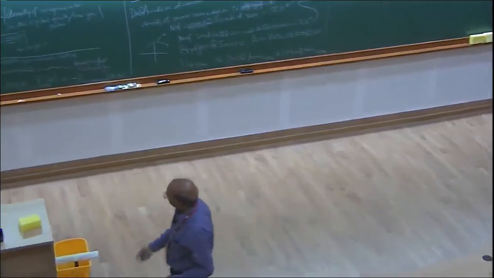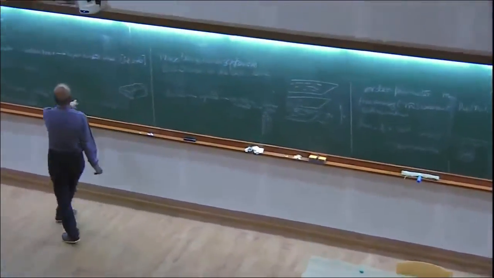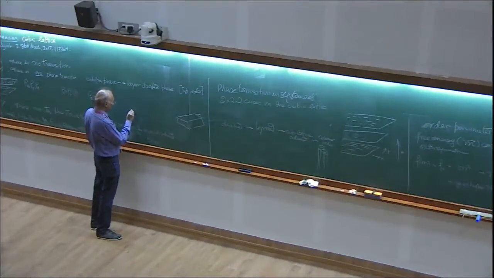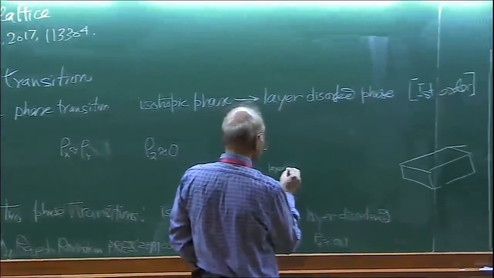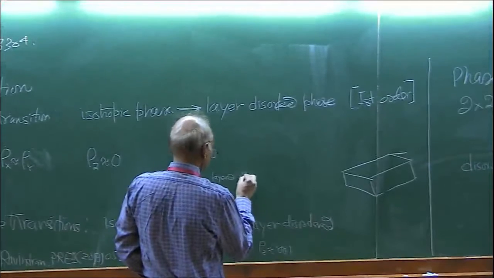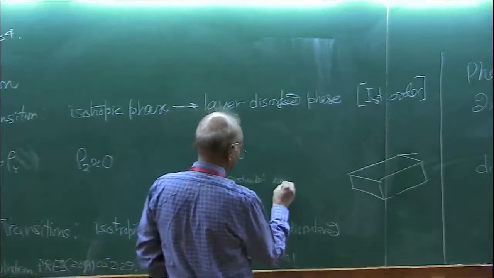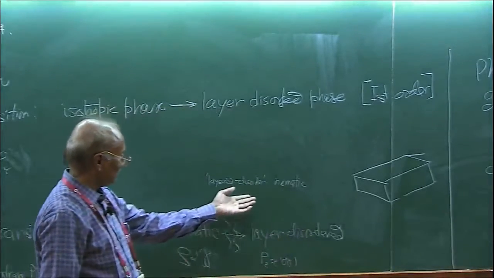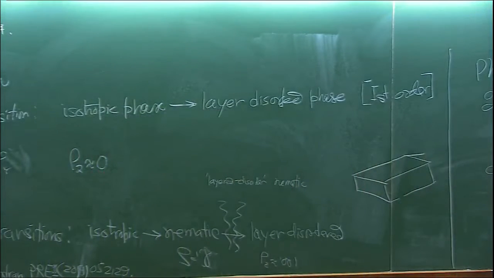In one of the set of the states here, it is called layered. We have a layered disordered nematic. We didn't know what to call it, so it is nematic, but between layers there is no correlation. So that is metastable.